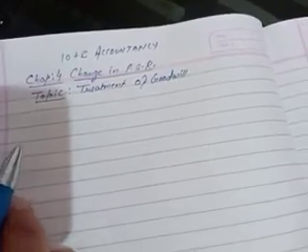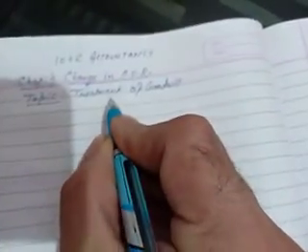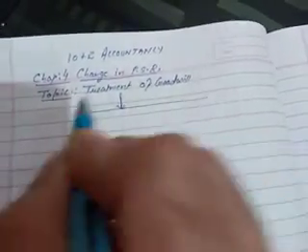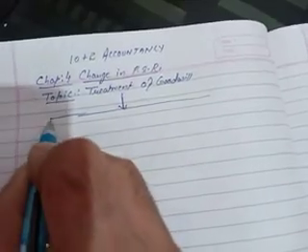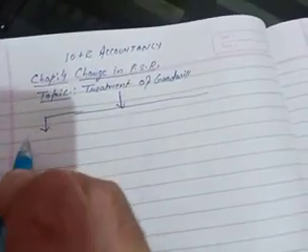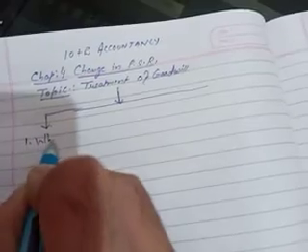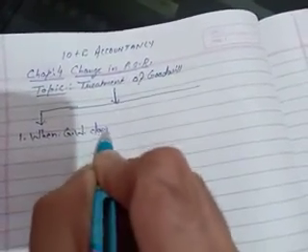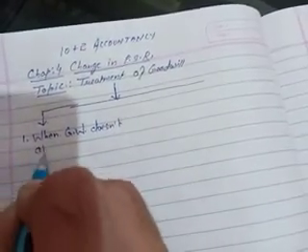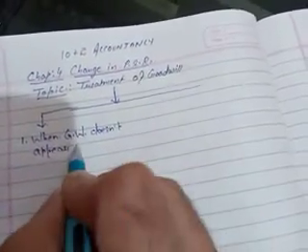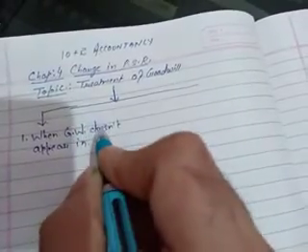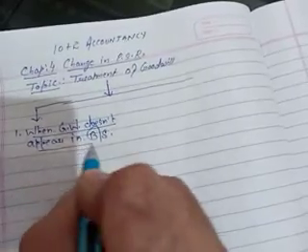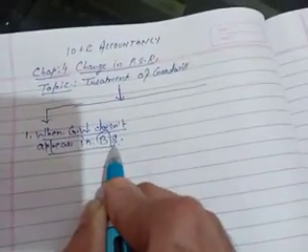Now, we can divide this discussion into two parts. First is when goodwill doesn't appear in the balance sheet. Goodwill is not already appearing in the balance sheet.